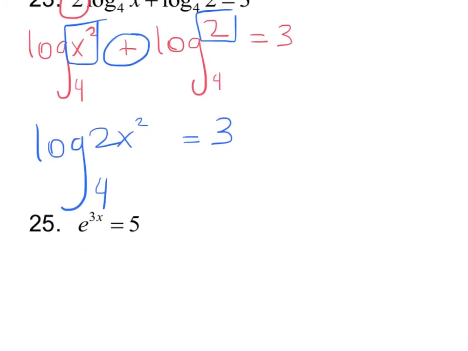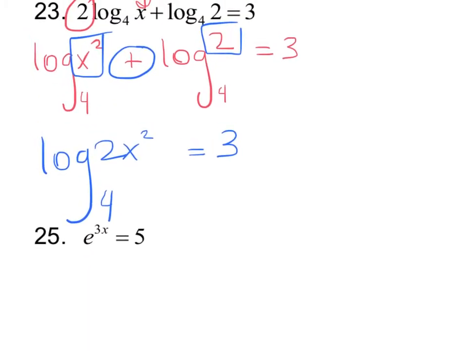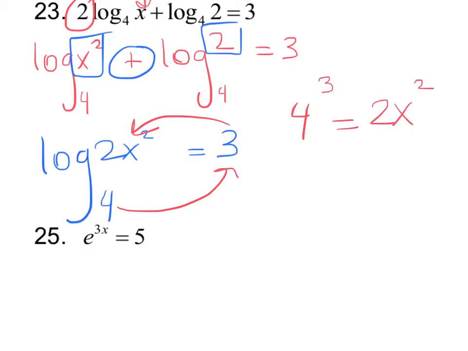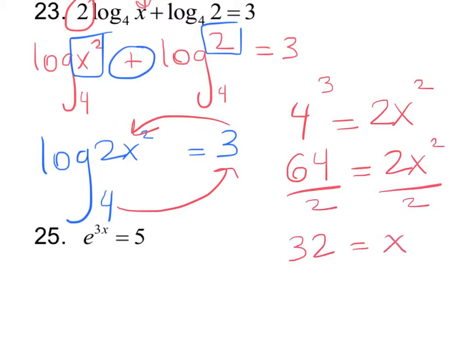Now, as you can see, this is a log, so to solve it, you need to write it as 4 to the power 3 is equal to 2x squared. Now 4 to the power 3 is 64, which is equal to 2x squared. You divide by 2, so 32 equals x squared. Now to get x, you need to square root both sides. So x is equal to plus or minus radical 32.